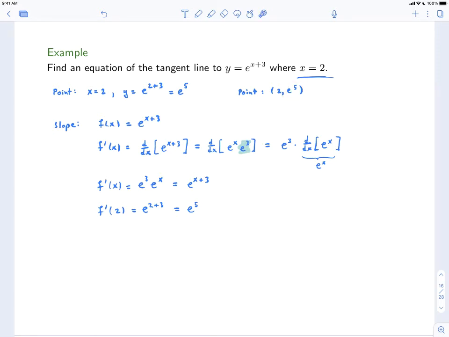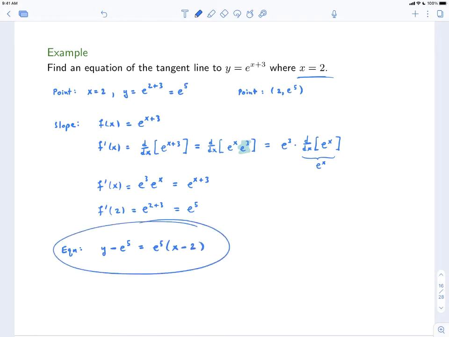Okay, so now we have everything that we need. So the equation of the tangent line is going to be y minus the y value is equal to m times x minus the x value. And that's the equation of our tangent line.